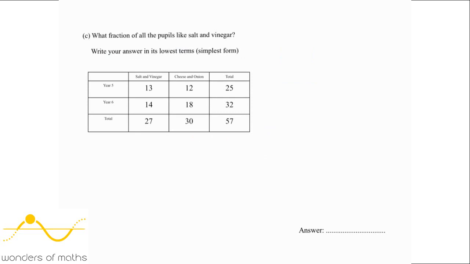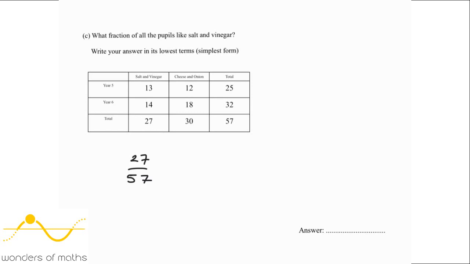Now for the final part of the question. What fraction of all the pupils like salt and vinegar? Write your answer in its lowest terms, or simplest form. This time, instead of a percentage, we are being asked to express our final answer in fraction form. Again, we need to extract data from our table. Our denominator will be the total number of students overall, which is 57, and our numerator will be the total number of students who like salt and vinegar, which is 27. So our fraction is 27 over 57, but this needs to be given in its simplest form.